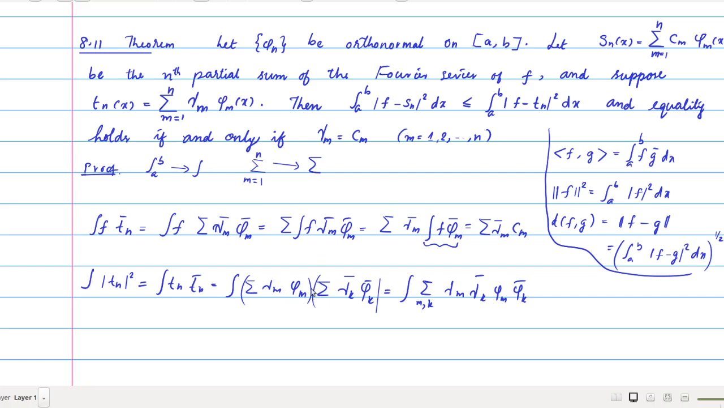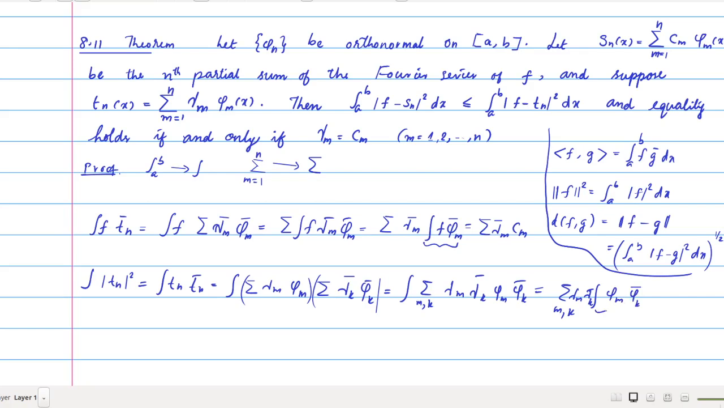It contains only a finite number of terms, so if you take the term by term multiplication, you can get this one. Since it contains only a finite number of terms, you can distribute this integral to the inside. That will give summation over m comma k, and gamma m and gamma k conjugate are constants, independent of x, so they can be taken out of the integral. The remaining will be the integral of phi m phi k conjugate.